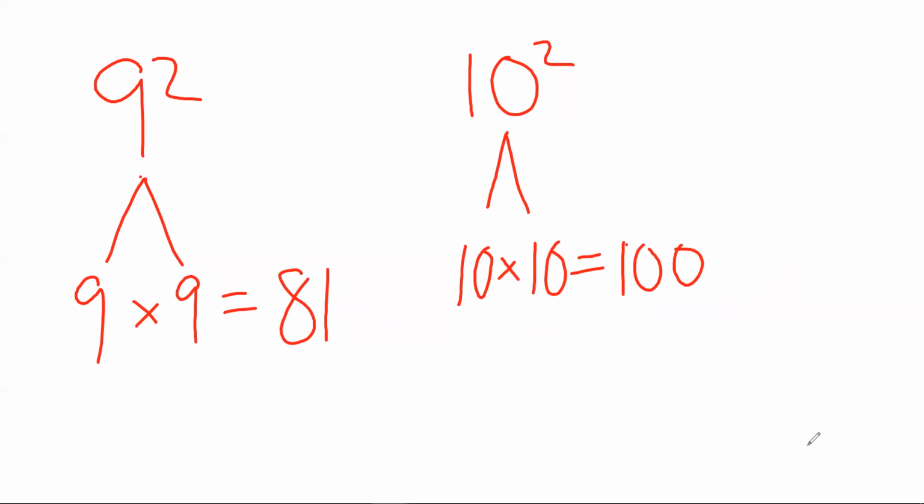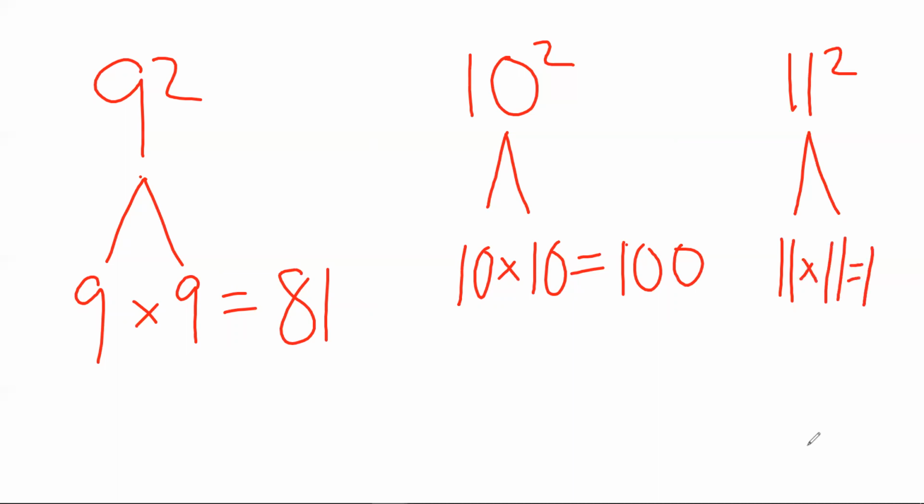Wait, no, it's 200. No. And then how would I write out 11 squared? Jaden, how do I write out 11 squared? William, can you help us out? How do I write out 11 squared? 11 times 11. Yep. Which is 21, I believe.